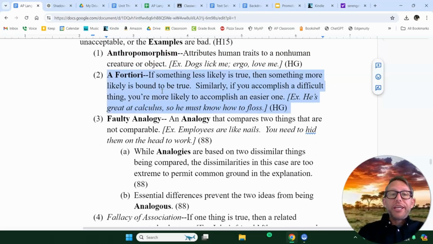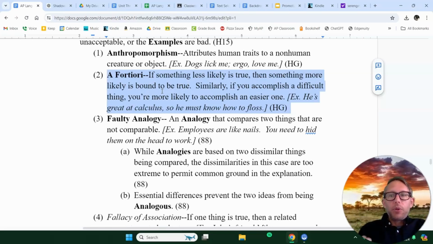We've got a fortiori, okay? Or, again, I'm going to butcher the Latin again and again. I sincerely apologize, okay? But a fortiori is if something less likely is true, then something more likely is bound to be true. And you'll see my example there. He's great at calculus, so he must know how to floss, okay? Calculus is really hard, really challenging.